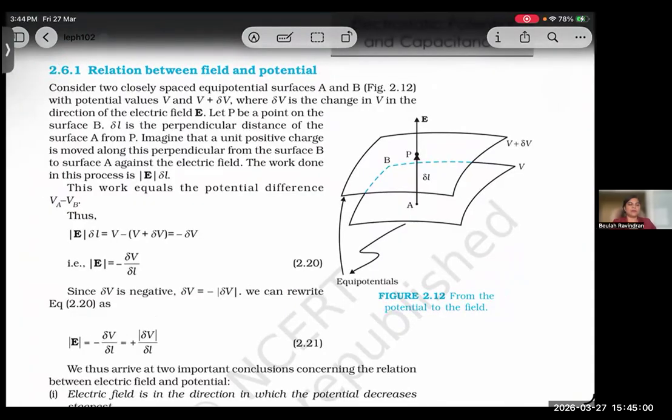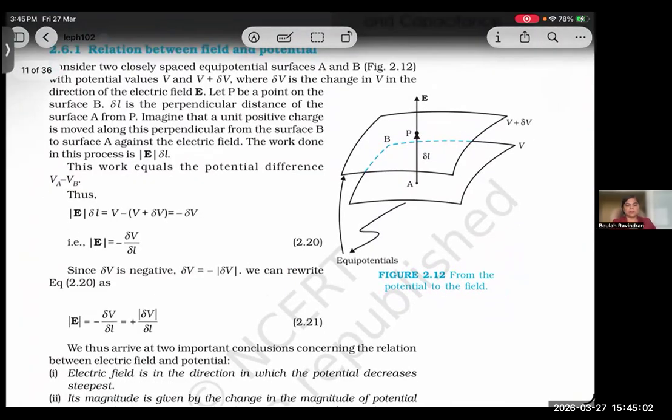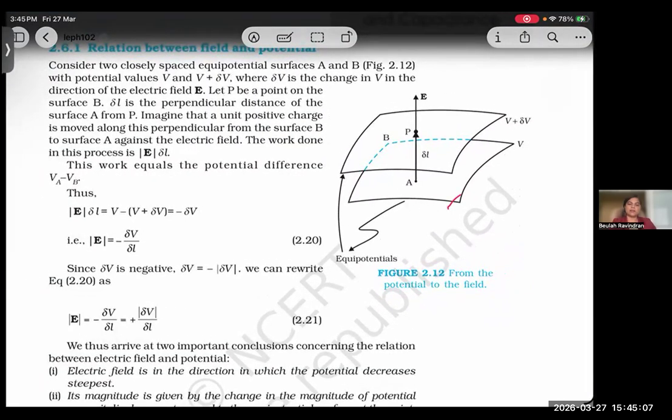So what is the field we are going to take? One surface has potential V, and the other surface has potential V plus delta V. V plus delta V means there is a small difference in potential, and the distance between these two will be delta L. Take these as surface A and surface B.